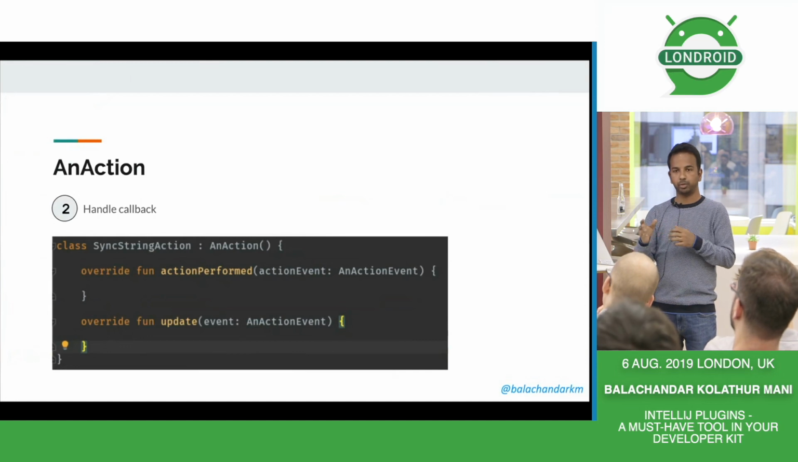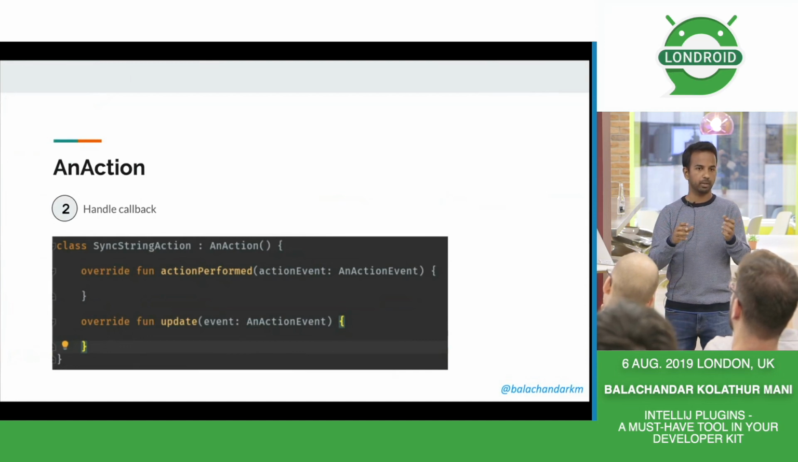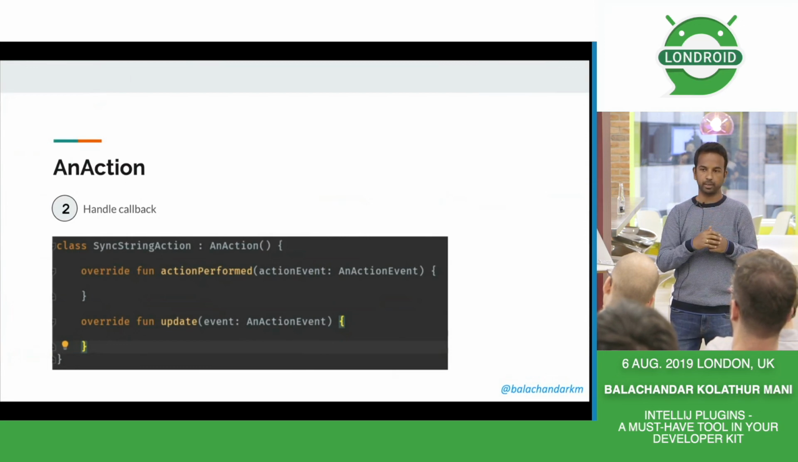And the update method is useful when you want to hide this particular action in some specific cases. Say, for example, you want to hide this action for Kotlin files. You want to show it only for Java files, or you want to show it only for XML files. You can do this logic inside the update method so that it won't be shown in all cases.